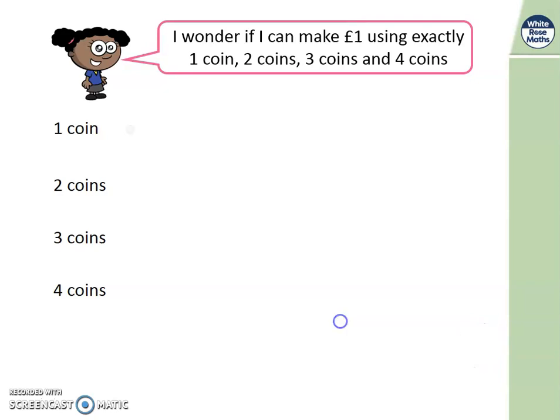For 1 coin, she could use a £1 coin, couldn't she? Well done if you got that correct. What about 2 coins? Think back to our last bit of learning. Yeah, she could use 2 50 pence coins. Well done if you got that answer. What about 3 coins?